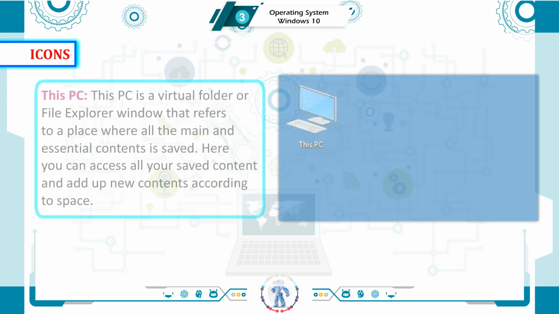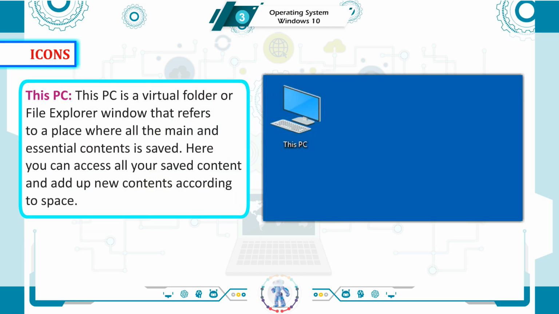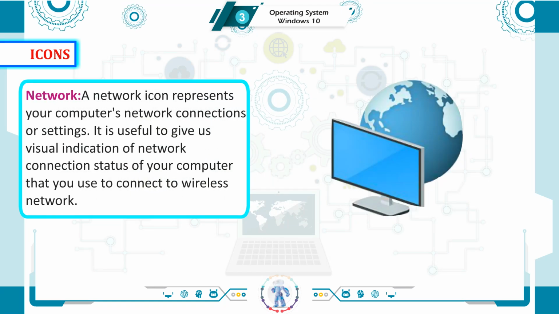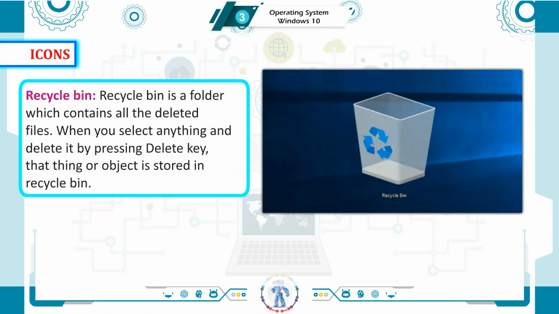Recycle Bin. This PC is a virtual folder or File Explorer window that refers to a place where all the main and essential contents are saved. Here you can access all your saved content and add new contents according to space. Network. A network icon represents your computer's network connections or settings. It gives us a visual indication of the network connection status of your computer that you use to connect to a wireless network.